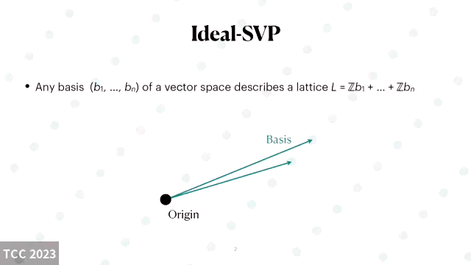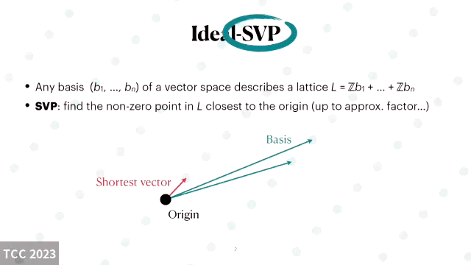Okay, so a lattice is described by a basis in a vector space, v1 up to vn, and the lattice generated by this basis would be all the integer linear combinations of these basis elements. So here's an example. You have a basis, and all the points in the background are the lattice points. Now, SVP just asks you to find the shortest vector in this lattice, or the point that is closest to the origin other than the origin, or maybe not the shortest, but up to some approximation factor. So that's for the SVP part.